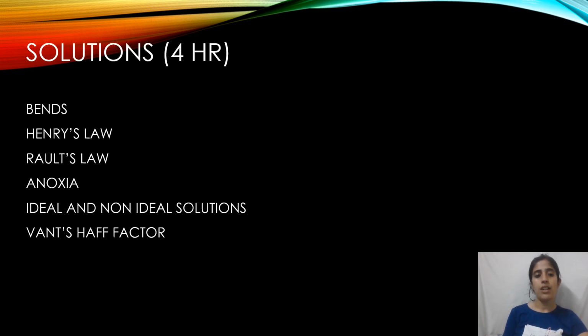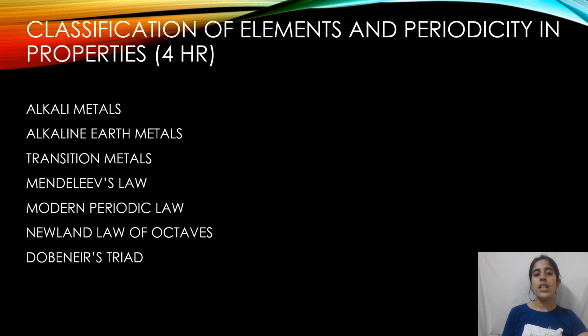blackbody radiation. Next one is solution, that is Henry's law, Raoult's law, azeotropes, ideal and non-ideal solution, and van't Hoff factor. Next one is classification of elements and periodicity in properties, alkali metals, alkaline earth metals, transition metals, Mendeleev's law, modern Mendeleev's law, and modern periodic law, Newlands law of octaves, and Dobereiner's triad.